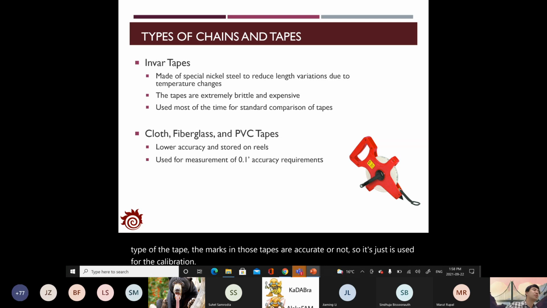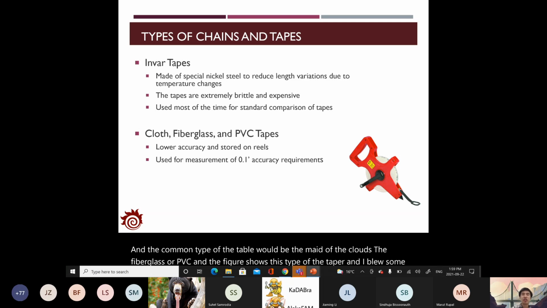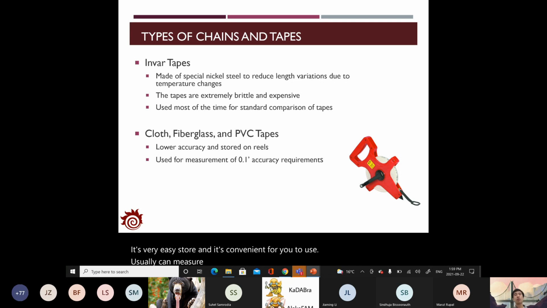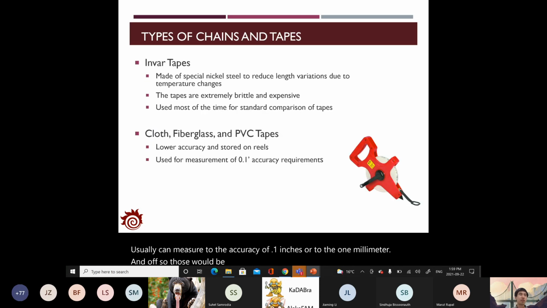The common type of tape would be made of cloth, fiberglass or PVC, and the figure shows this type of tape. I believe some of you have used this tape in the experiment this week. The accuracy would be a little bit lower compared to the invar tapes, but it's very easy to store, and it's convenient to use. Usually it can measure to an accuracy of 0.1 inches or 1 millimeter. So those would be the general types of tapes you can use.